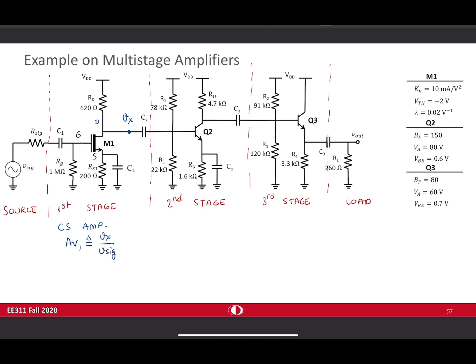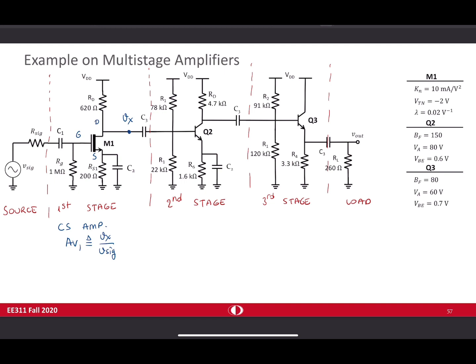I will show you in the next slide, but you can imagine that when you're finding this Vx, this second stage introduces some loading, and the loading is the resistance seen in this direction, which is the input resistance of the second stage. So this second stage appears like a simple load resistance in here, where this load resistance value is the input resistance of the second stage. So you can find Vx over V signal in this way. So this is the first stage.